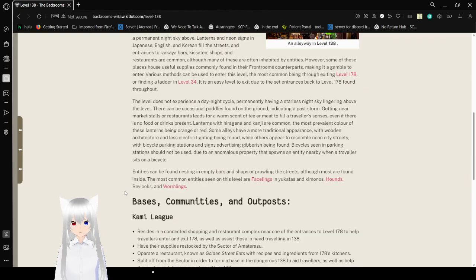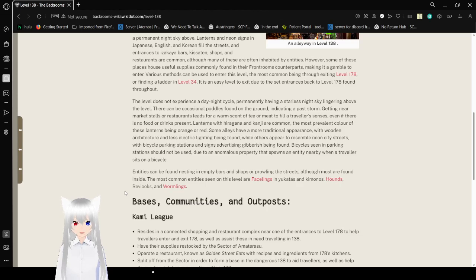The level does not experience a day-night cycle, permanently having a starless night sky lingering above the level. There can be occasional puddles found on the ground, indicating a past storm. Getting near market stalls or restaurants leads a warm scent of tea or meat to fill a traveler's senses, even if there is no food or drinks present. Lanterns with hiragana and kanji are common, the most prevalent color of these lanterns being orange or red.